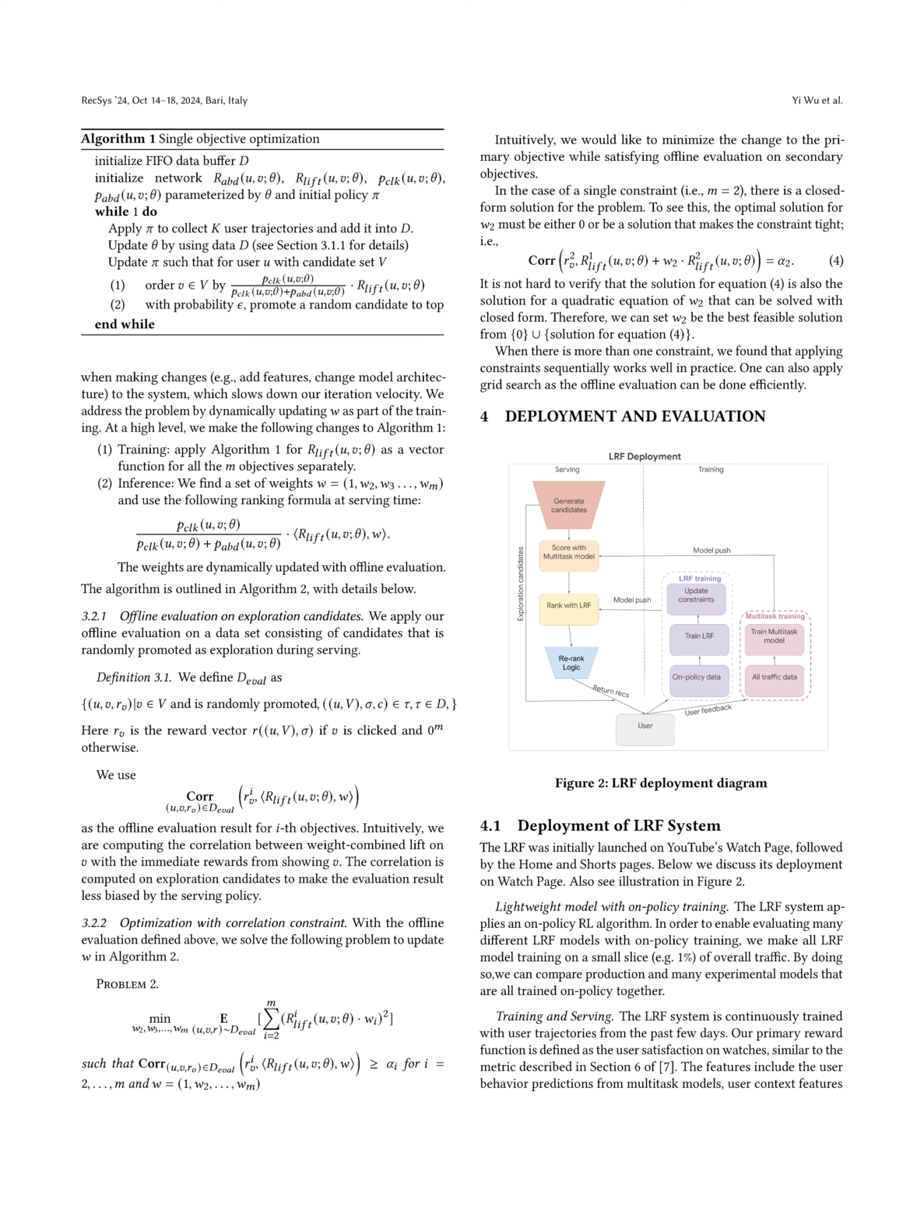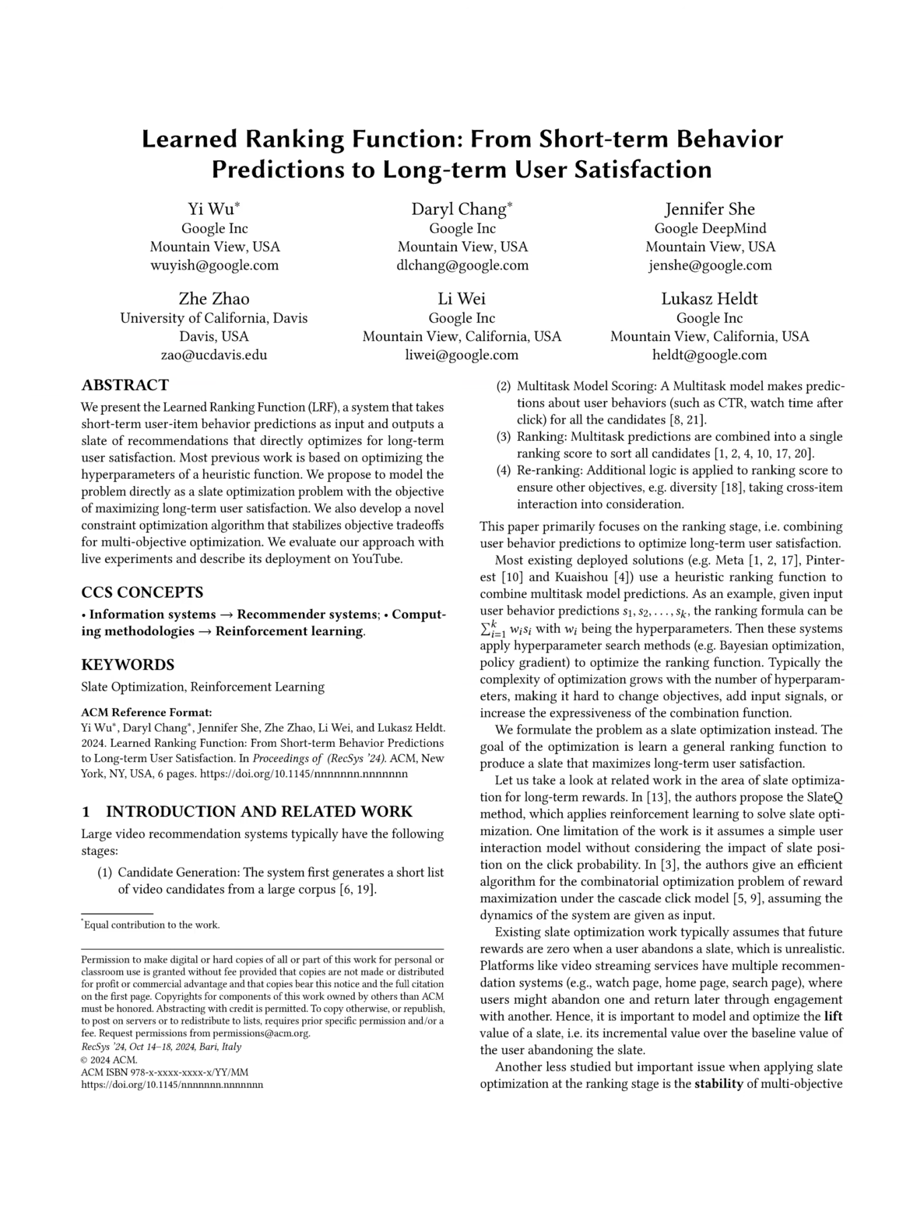The LRF method was validated through A/B experiments conducted over a week on YouTube, comparing its performance against the previous heuristic ranking system. The experimental design involved launching a simplified version of the LRF that utilized center predictions and ranked candidates based on the product of center and lift, with fixed weights for secondary objectives. The datasets used included user trajectories collected from recent interactions, which provided insights into user behavior and satisfaction.